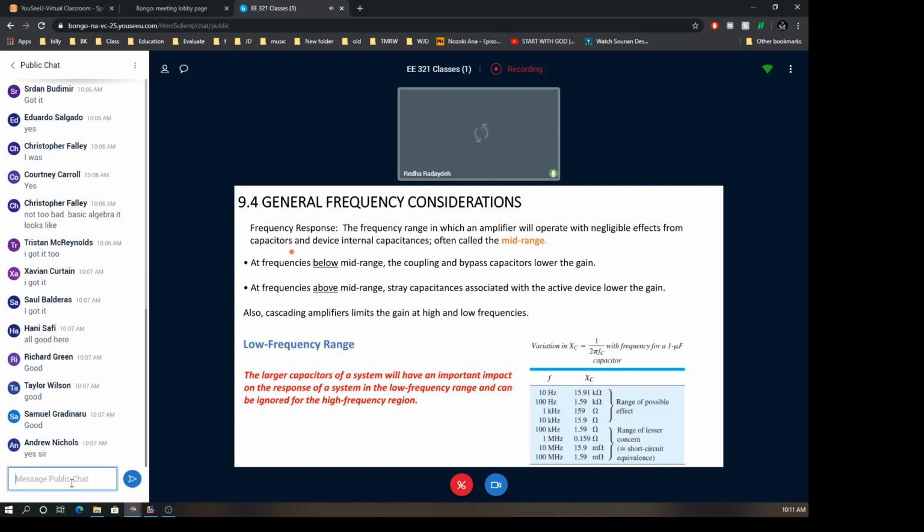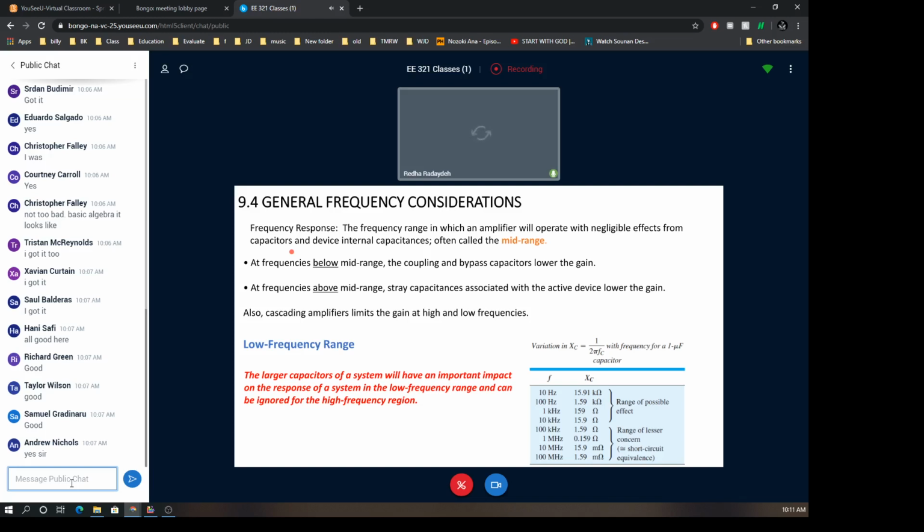The reason for seeing this decay in the magnitude is because of the external capacitors, the coupling and bypass capacitors we add to the amplifier circuit. And we add these external capacitors in order to separate the DC from the AC, right? The DC from the AC. These are important components that we have to include when we design the amplifier.